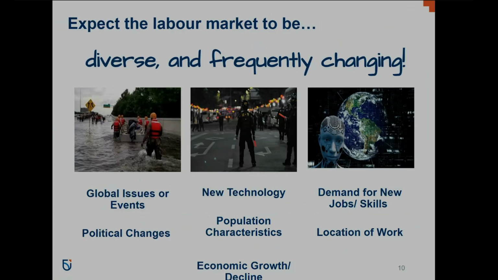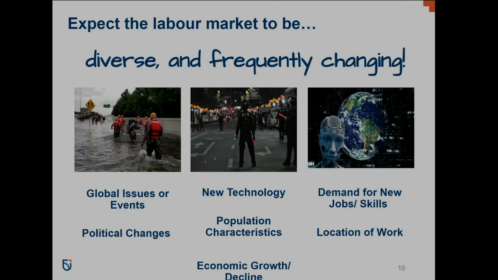When you are looking at the labor market, what you can expect is that it will be diverse and frequently changing. There are many things that affect the labor market. Global issues and events such as natural or environmental disasters, such as flooding and hurricanes. COVID-19 is an example of something that has affected the labor market, and it opened up many more positions available to work from home as that transition was made during that time.